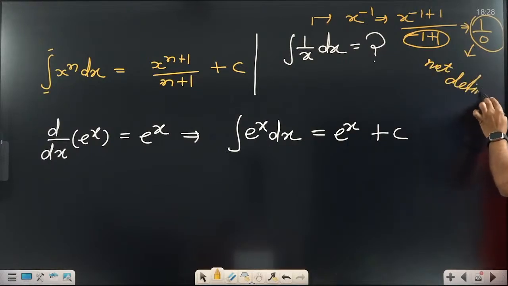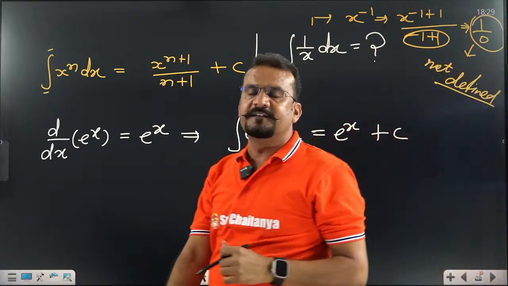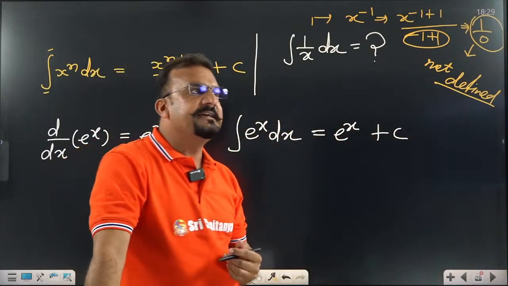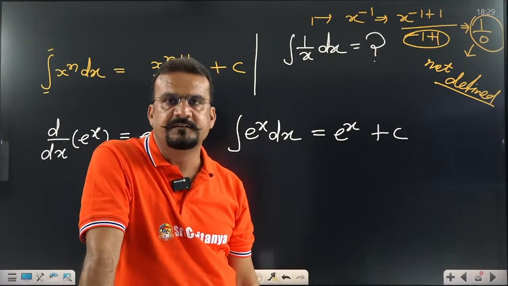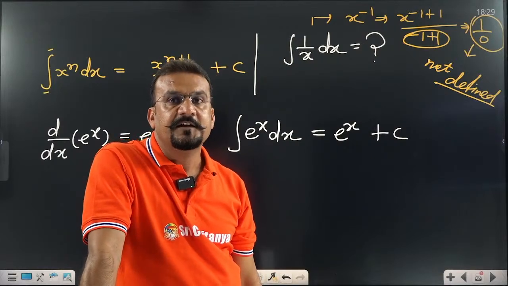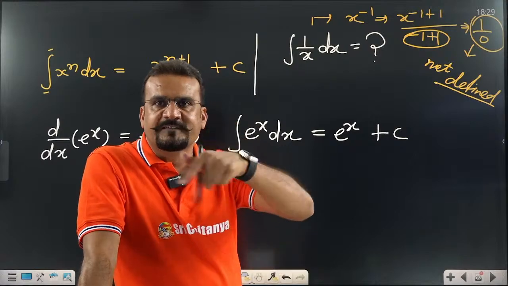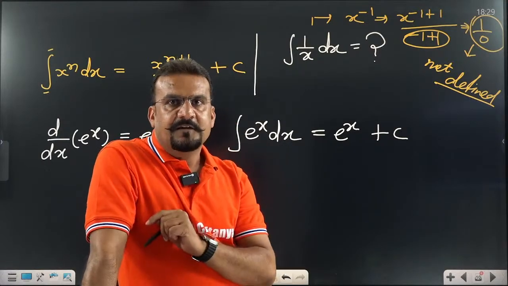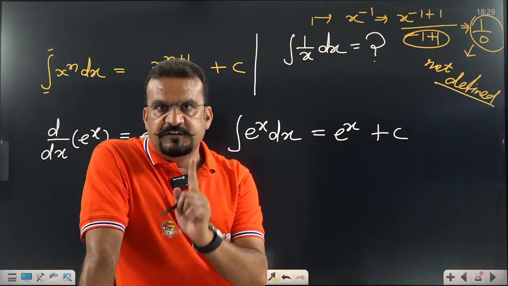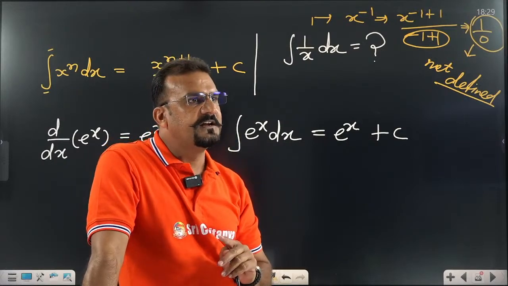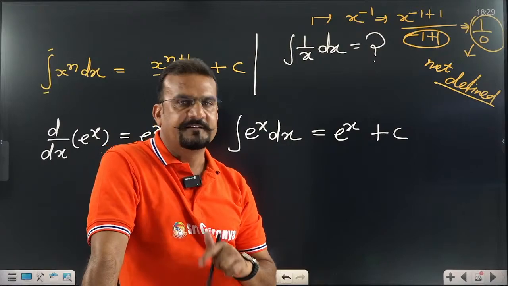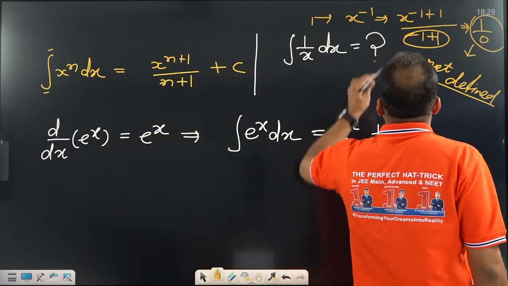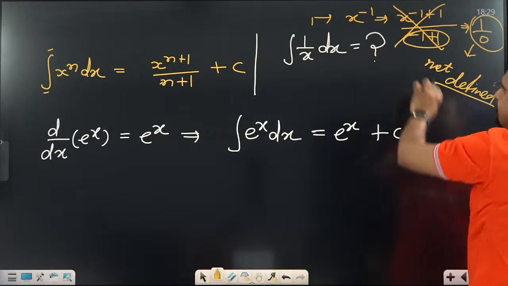That means we are committing some mistake. How is our integration not defined? Because 1 by x is not an undefined function, this is a completely defined function. Then what to do? Go to the second rule. What is the second rule? Just search 1 by x is whose differentiation. So this is the differentiation of log x. That means this rule is not applicable.